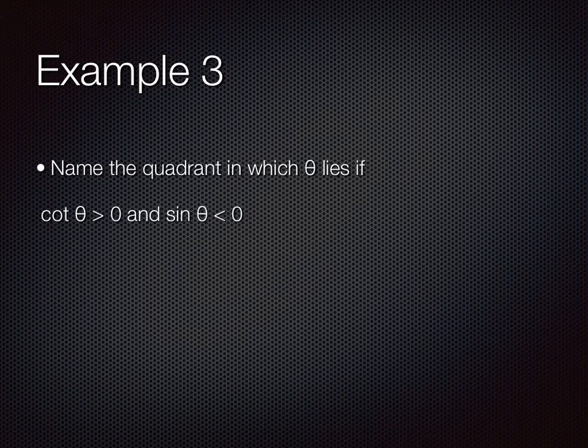All right, so example 3 says name the quadrant in which theta lies if cotangent of theta is greater than 0 and sine of theta is less than 0. So talk about positive and negative relationships. If cotangent is greater than 0, what does that mean? Cotangent would be positive, right? So if all students take calculus, I already know cotangent has to be positive, which means tangent has to be positive, right? That rules out second quadrant and fourth quadrant.